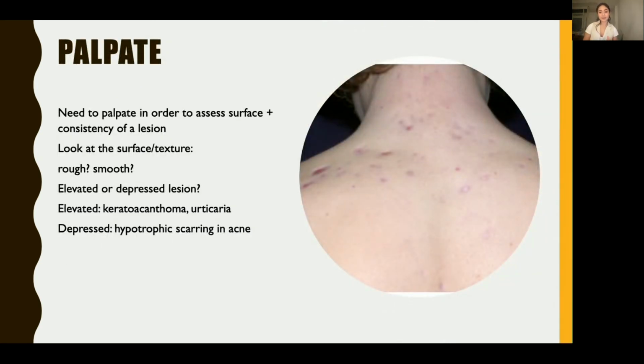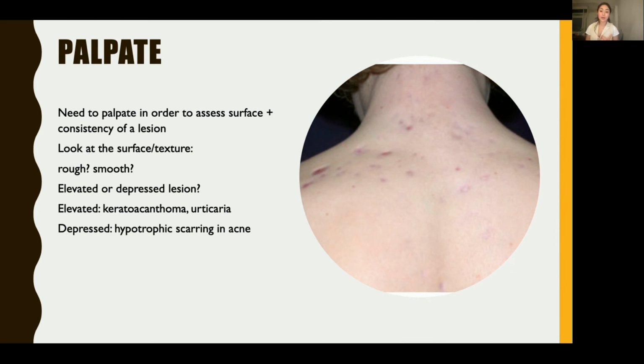So the next step is palpating. It's worth palpating any lesions your patients might have. If you just look at the surface or texture, is it rough? Is it smooth? Are the lesions elevated or are they depressed?